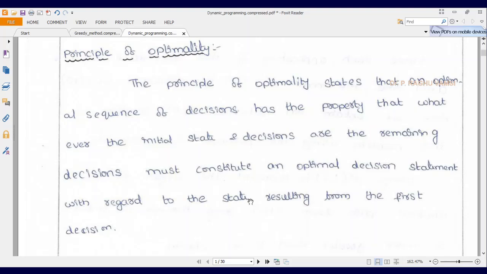So dynamic programming, please remember, is based on the principle of optimality. Principle of optimality means whatever the initial state may be, the next states must be better than the previous state. That is what the principle of optimality is.